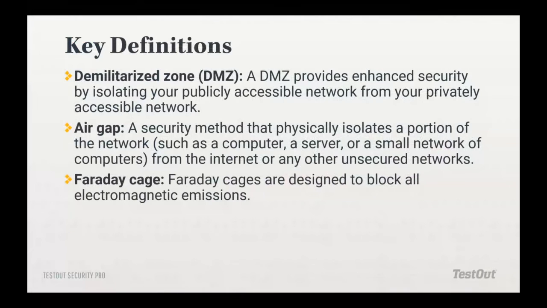Some definitions we'll look at. This is a demilitarized zone. The DMZ provides enhanced security. It isolates your publicly accessible network from your privately accessible network. Another one is air gap. That's a security method that physically isolates a portion of your network. These can be your computers, your server, or a small network of computers, and they are going to be isolated from the internet or other unsecured networks. And Faraday cages are designed to block all electromagnetic emissions.